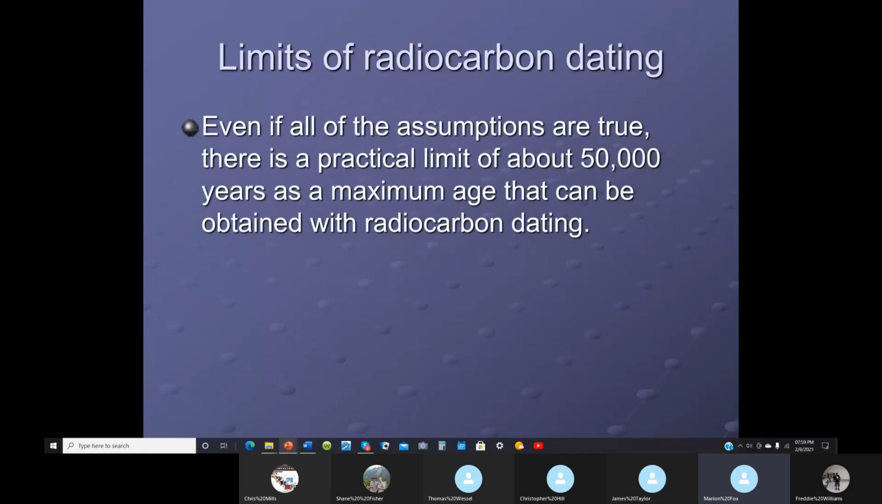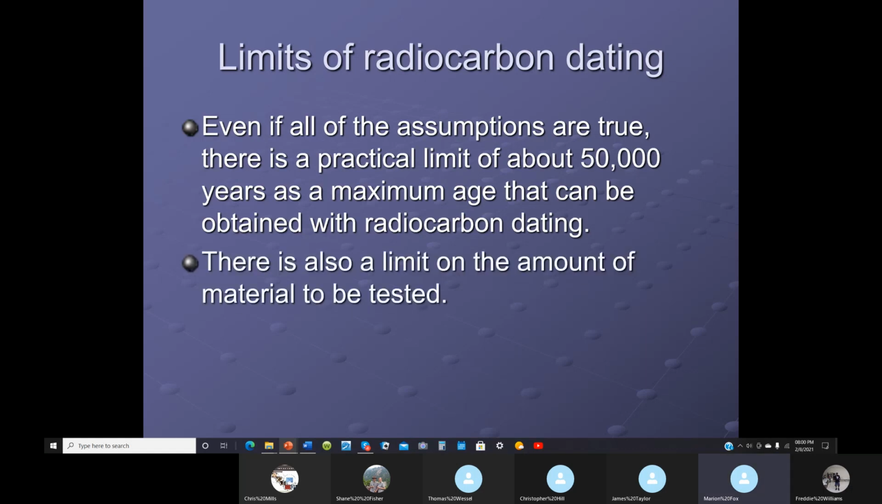Even if all the assumptions are true, the practical limit is about 50,000 years for a maximum age that can be obtained with radiocarbon dating. It's certainly less than 100,000. And so each 5,000 years or so, it's going to cut in half. You keep cutting in half, and after a while, you have almost nothing left. Okay. And so you can't just keep going with it. That becomes ludicrous. There's also a limit on the amount of material to be tested.